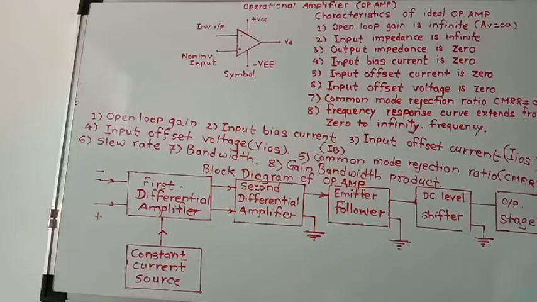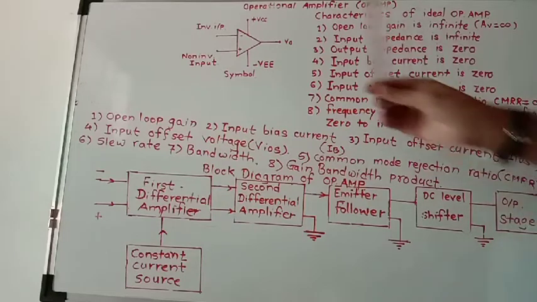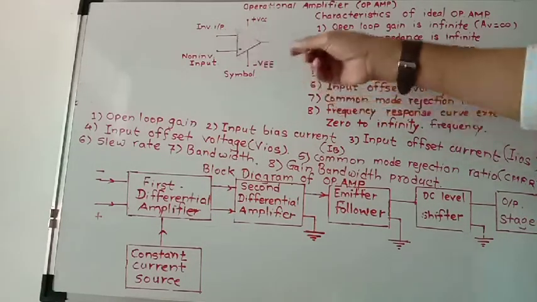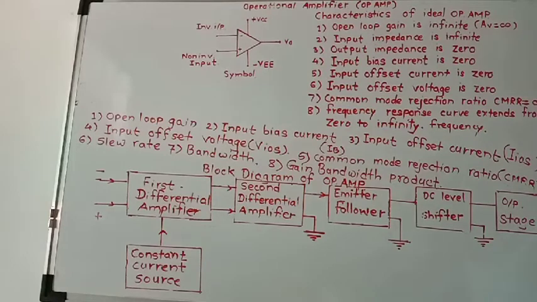Okay, so this CMRR indicates the capability of the op amp to reject the common mode signal. It is generally expressed in decibels. CMRR should be as high as possible.